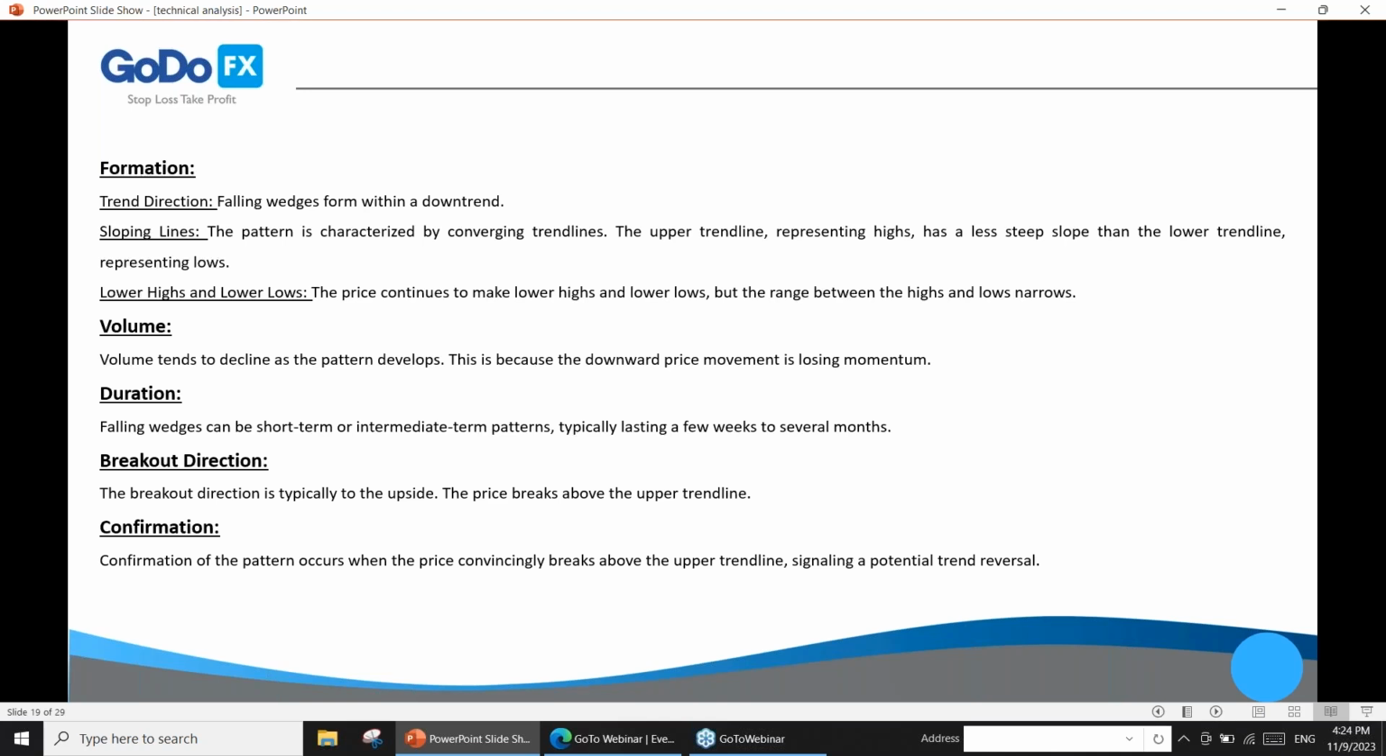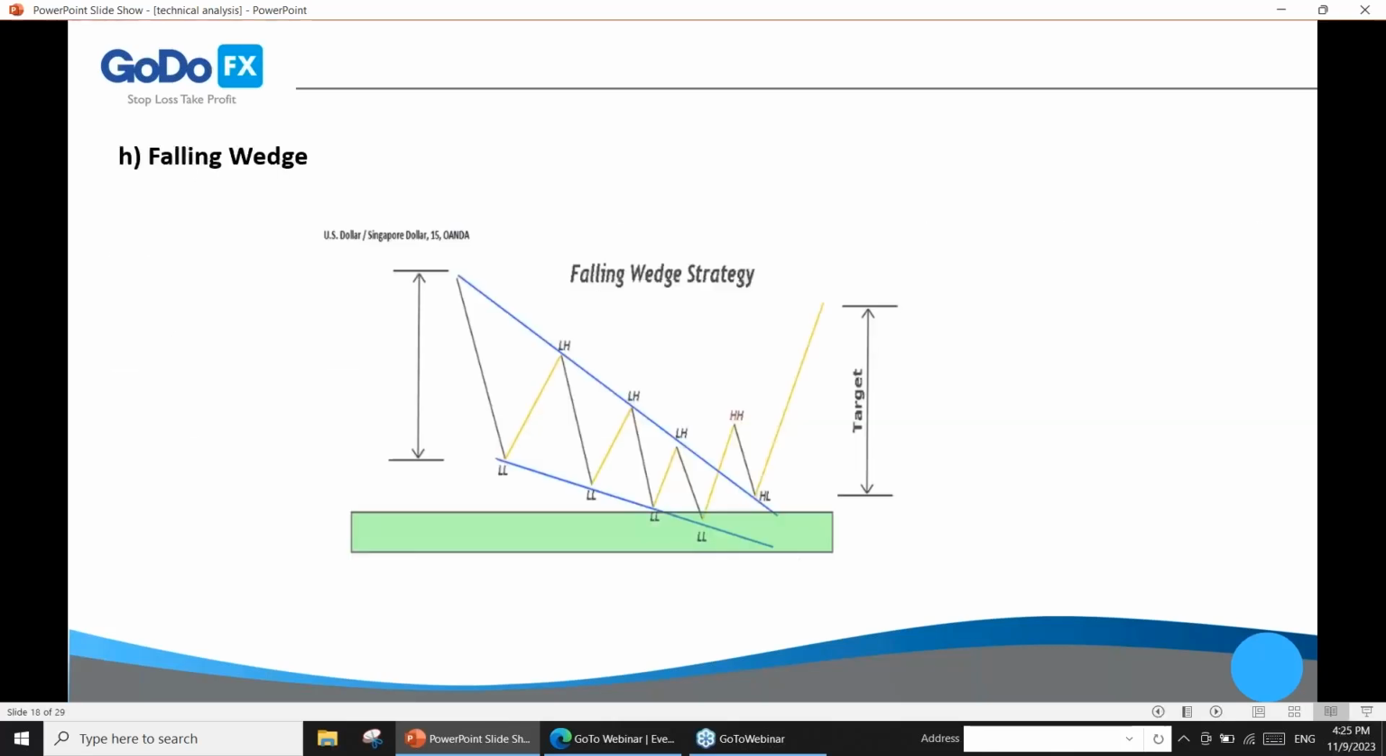It is formed within a downtrend, and the pattern is characterized by converging trend lines. The upper trend line representing highs has a less steep slope than the lower trend line representing lows, and the price continues to make lower highs and lower lows, but the range between the highs and lows narrows. Here we have lower highs and lower lows.